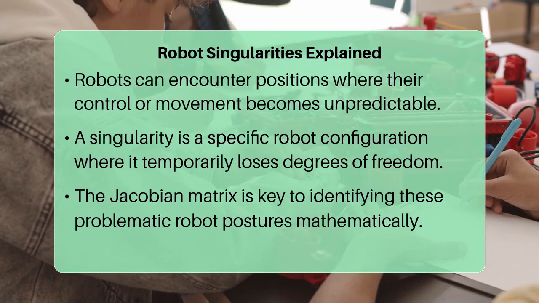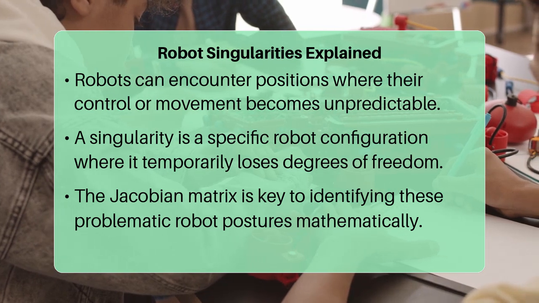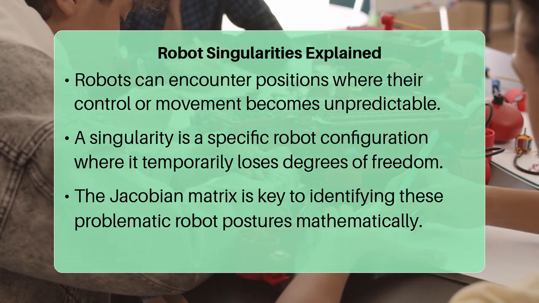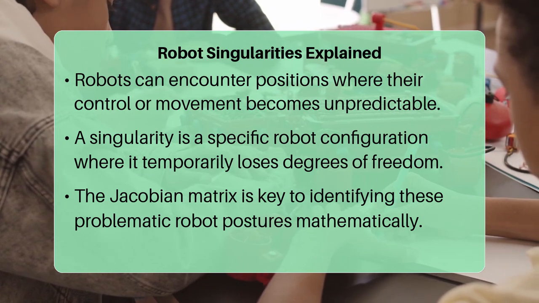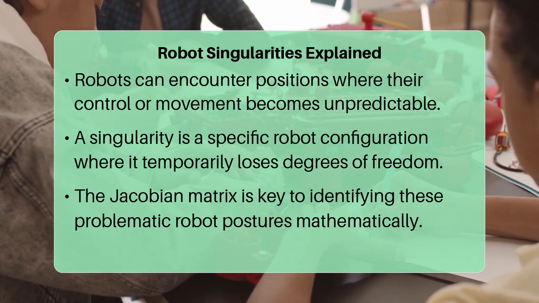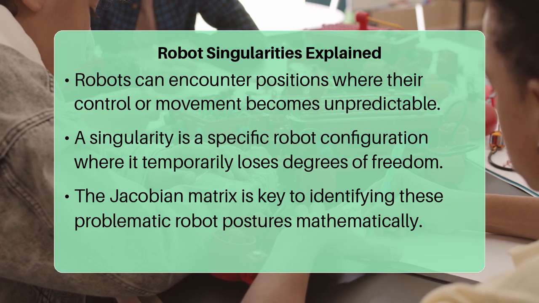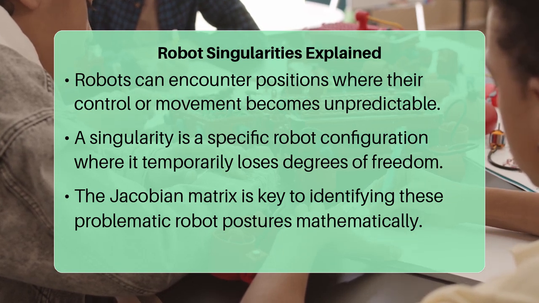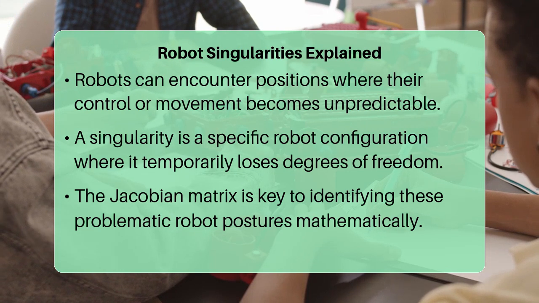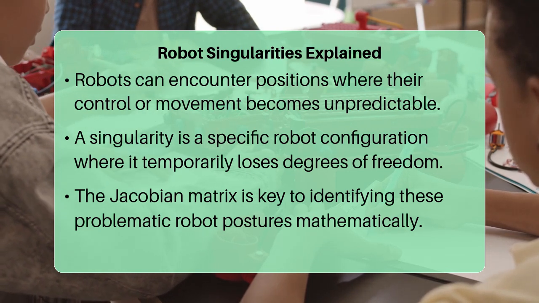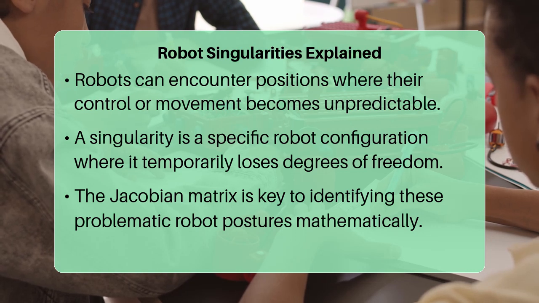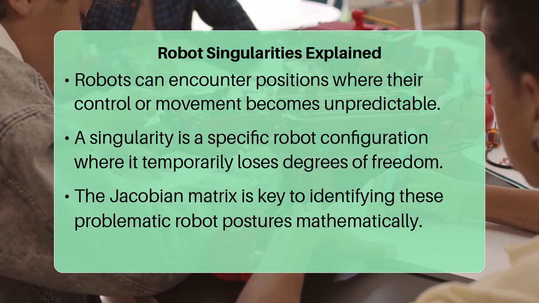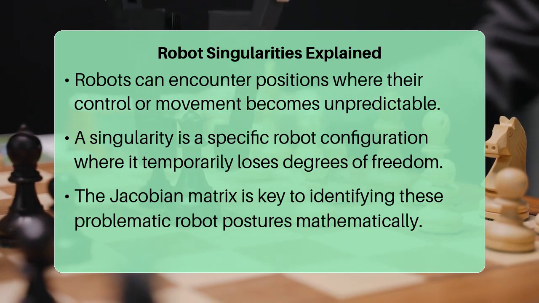Have you ever seen a robotic arm suddenly freeze or move in an unexpected way, even though its program seems correct? This often happens due to something called a singularity, a critical configuration in a robot's movement. When a robot reaches a singularity, its Jacobian matrix loses full rank. This means that the determinant of the Jacobian matrix becomes zero, and consequently, its inverse becomes undefined.